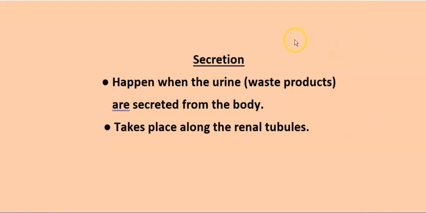The last process is secretion. Secretion happens when the urine is secreted from the body. Secretion takes place along the renal tubules.